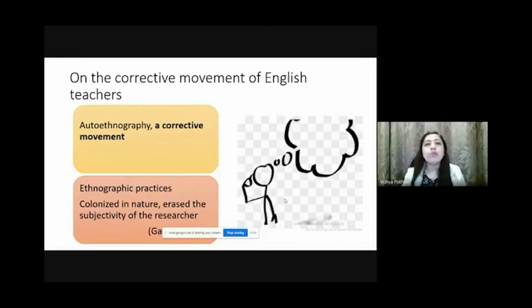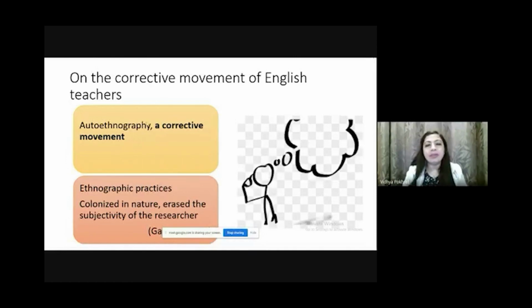Now, on the corrective movement of English teachers, autoethnography has been used as the corrective movement. This autoethnography actually came after ethnographic practices. And ethnographic practices have been found as the one with colonized nature, because they erased the subjectivity of the researchers. And because of that, autoethnography came as the corrective movement.